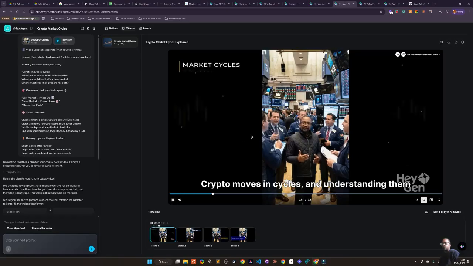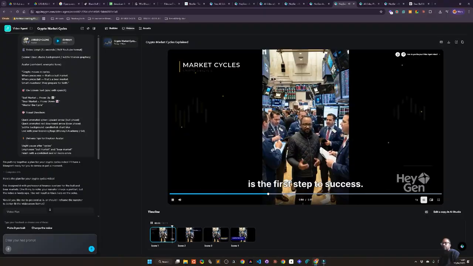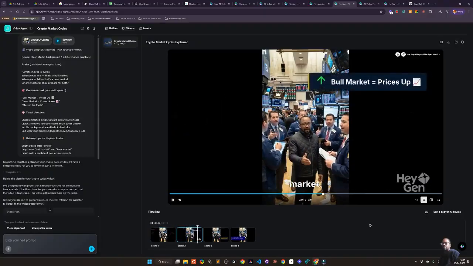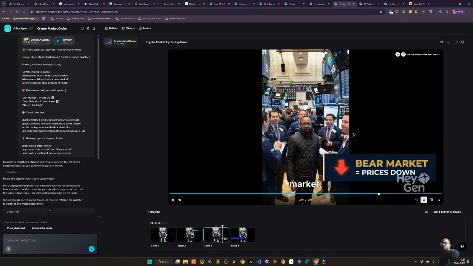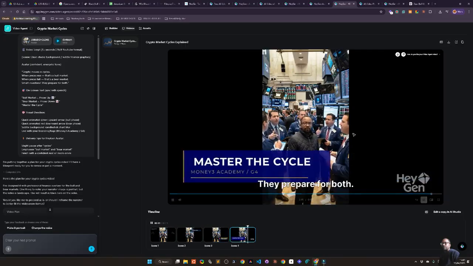Cryptocurrency cycles and understanding them. When price is right, that's a bull market. When prices fall, that's a bear market. Smart investors don't prepare to profit.